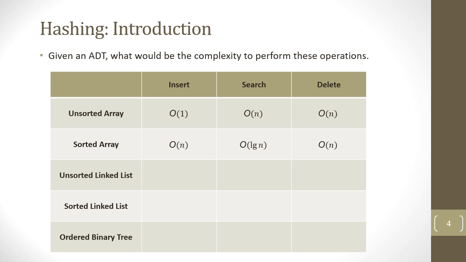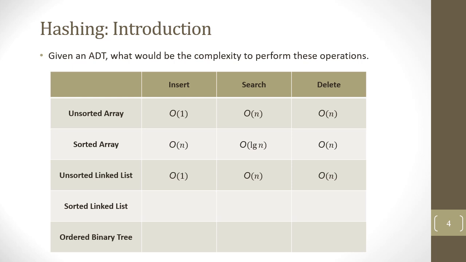In an unsorted linked list, the insert operation will be performed in constant time, as the element will be placed at the head of the linked list. The search operation in an unsorted linked list can take up to n operations, as the element we are trying to search can be at the end of the linked list. Similarly, the delete operation will take n operations, as we will have to search the element first and then delete it, and the search operation takes n operations.